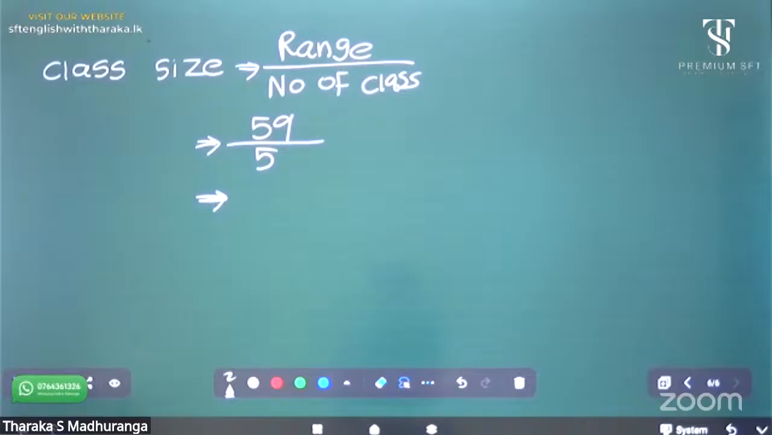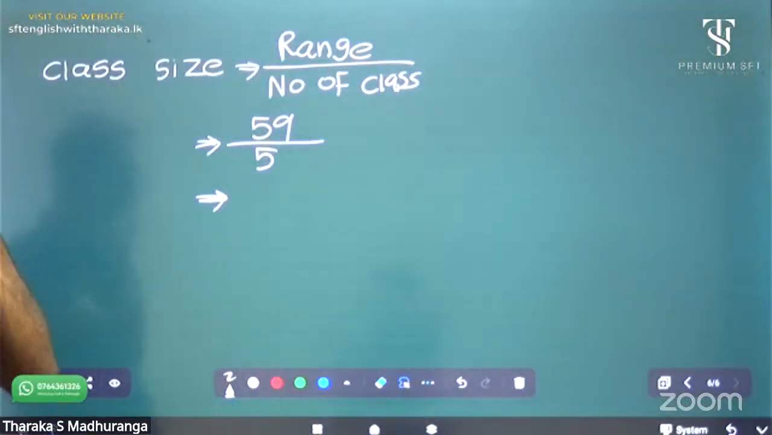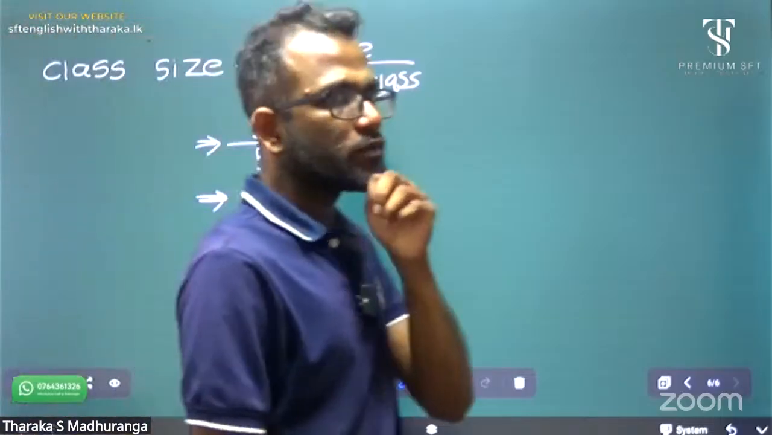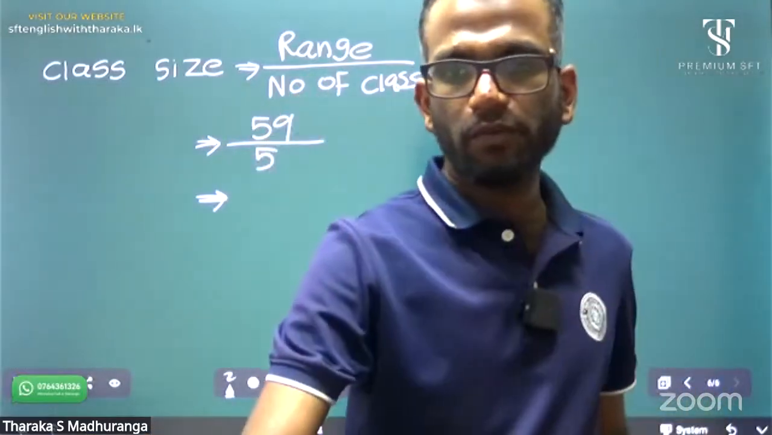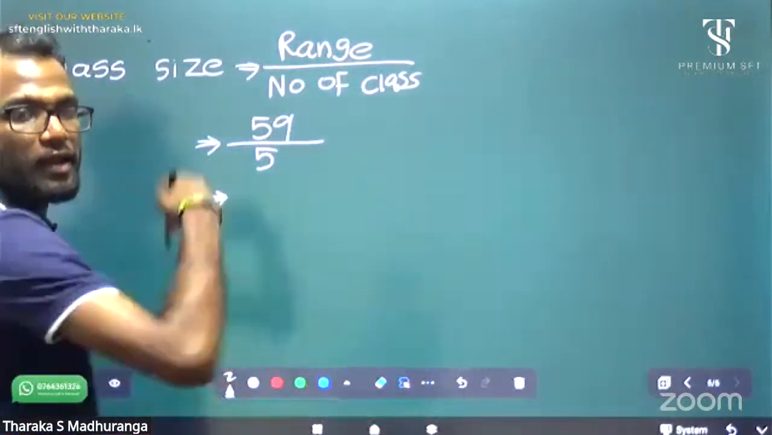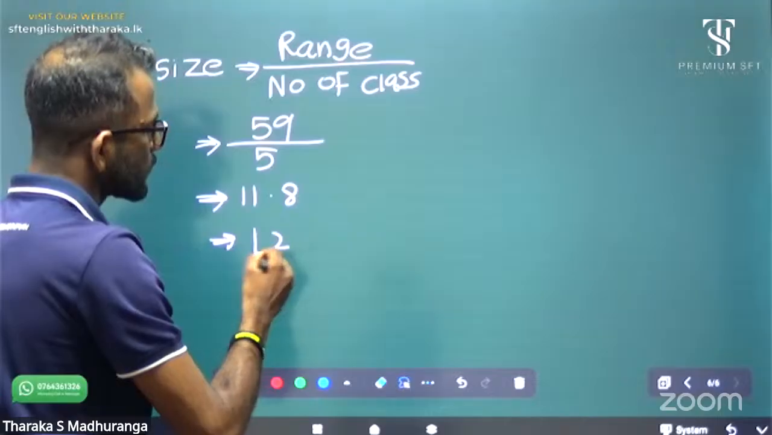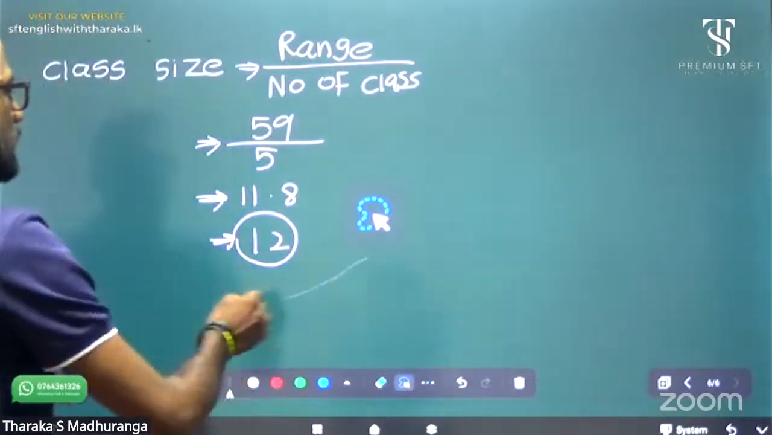Quickly send me 59 over 5. Why did I use 5? Because the number of classes is 5. 59 over 5 is 11.8. Then you have to take the next whole number, 12. 11.8 is the answer, but 12 is the class size.